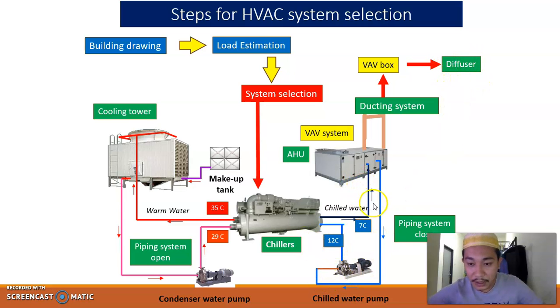This is the closed piping system here. The chill water goes to the cooling coil, and then goes out to the chill water pump here, and then goes back to the chiller.